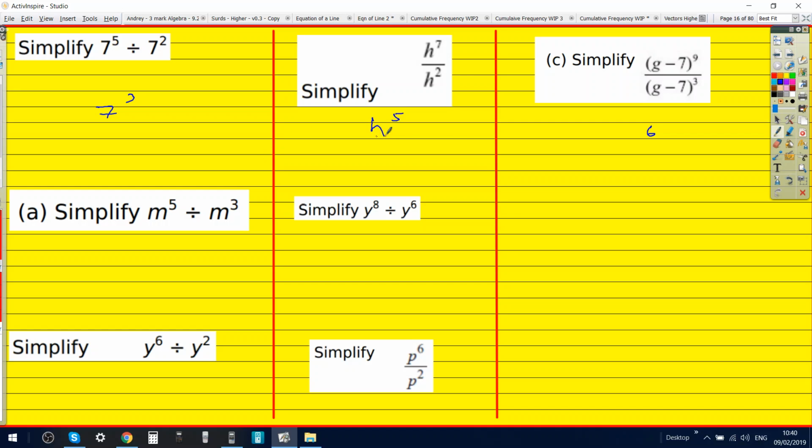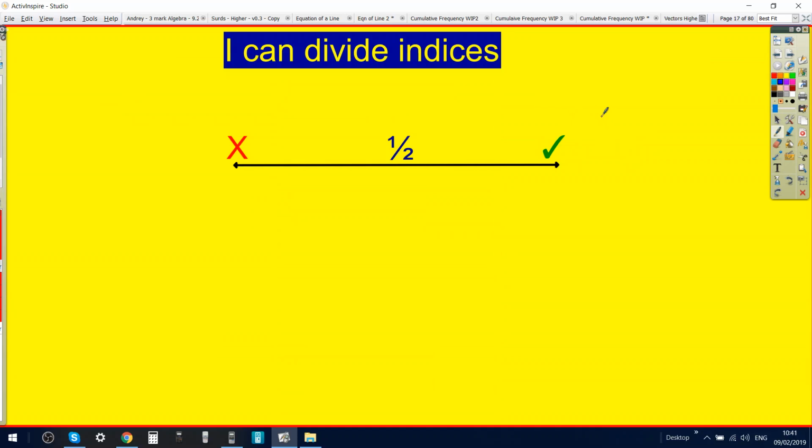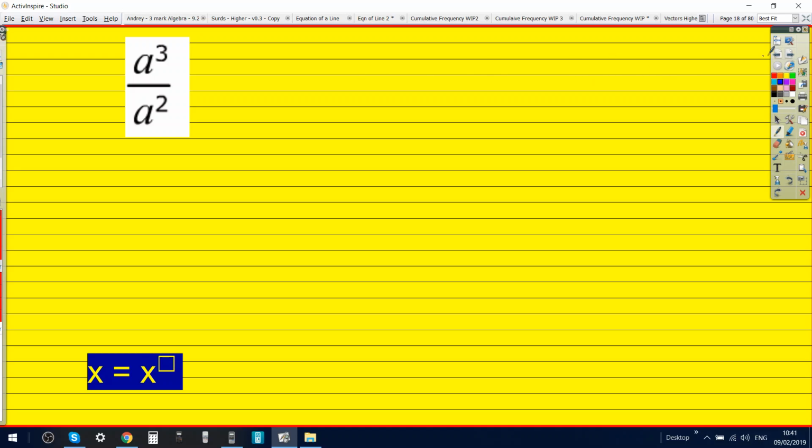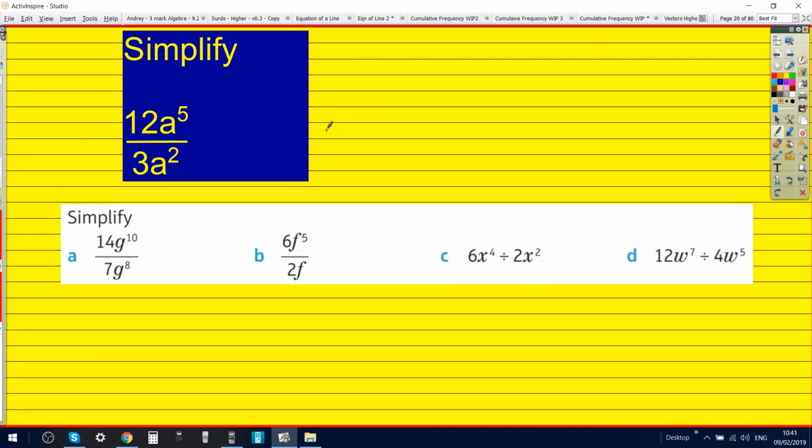I'm still confused. So 7 stays the same. Okay. h stays the same. So this is g minus 7 to the power of? Yeah, so that stays the same as well. Okay. Divide indices, tick. You don't need to do that. How about this? Does it stay the same? Wouldn't it be 4a to the power of 3? Well done. How about c?